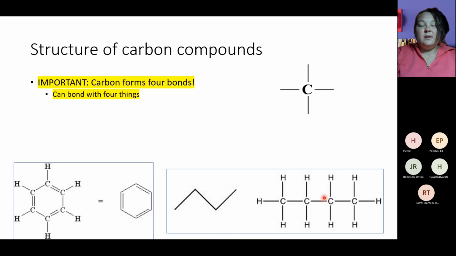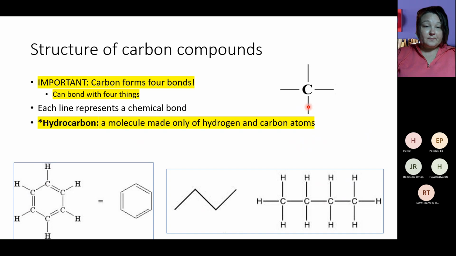Carbon compounds are really important in biology. Carbon can form 4 bonds. It can bond with 4 things: 1, 2, 3, 4. Remember, every straight line represents a chemical bond.